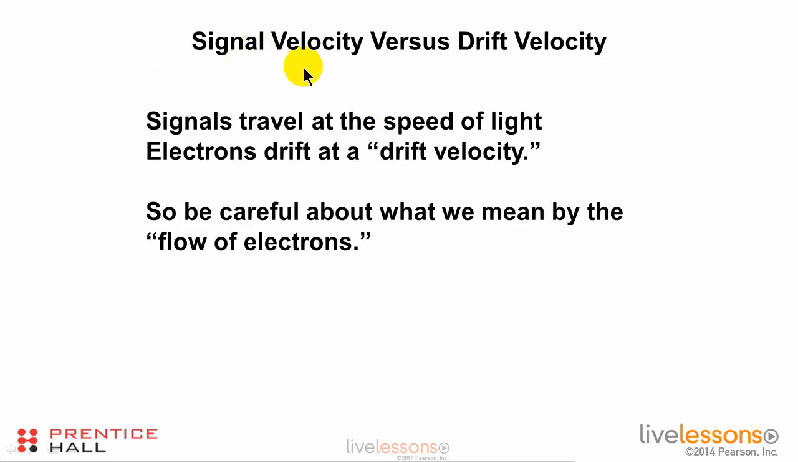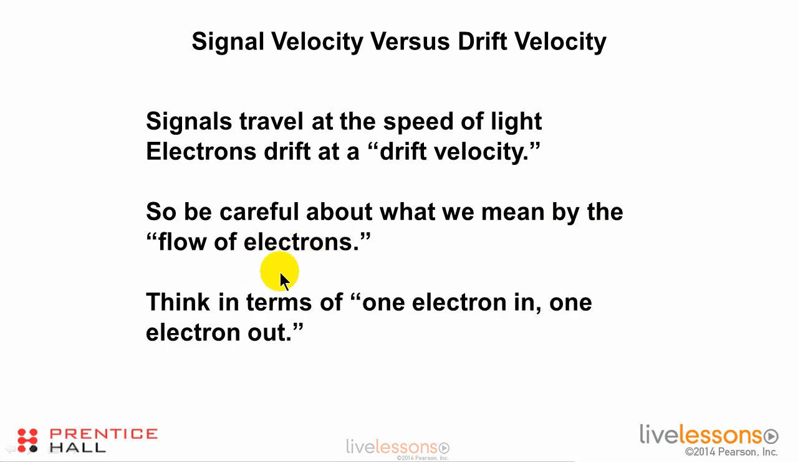Now, when we talk about signal velocity versus drift velocity and the velocity of signals through a conductor, signals travel at the speed of light. Electrons travel, or drift, at a velocity we call the drift velocity. Now, the drift velocity is pretty slow, and in fact, most of us can walk faster than the drift velocity of electrons. So we want to be careful about what we mean by saying that current is the flow of electrons. What we really want to do is think in terms of 1 electron in, 1 electron out.